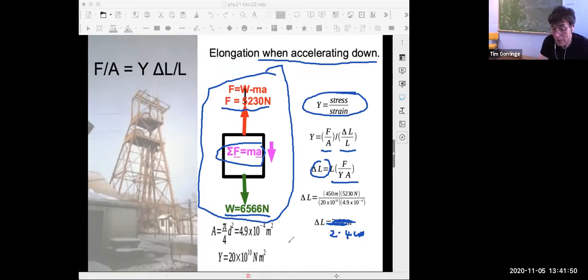When you're worried about the cable breaking, worry most when you're going to accelerate upwards, because the cable tension is higher, the stress is higher, and the elongation is more. And worry less when you're accelerating downwards, because there the stress is smaller, the elongation is smaller, and the chance of snapping is smaller.